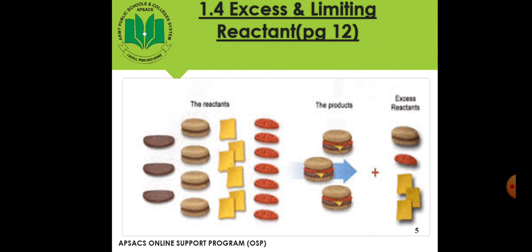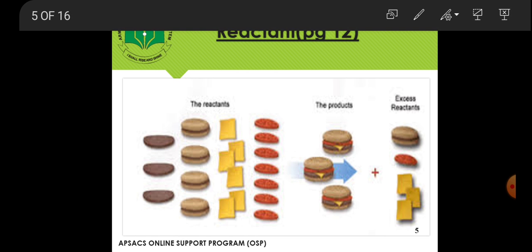Let's discuss the second topic, that is topic 1.4, excess and limiting reactant, page number 12. Let's discuss a very simple daily life example. Students, for example, these ingredients are given to you. Then how many sandwiches can you make from these ingredients? Let's see the ingredients first.